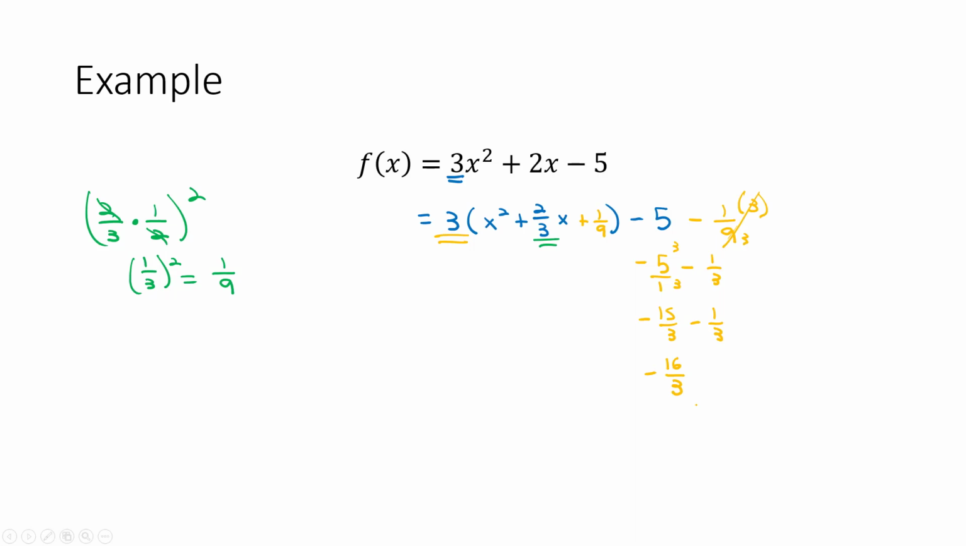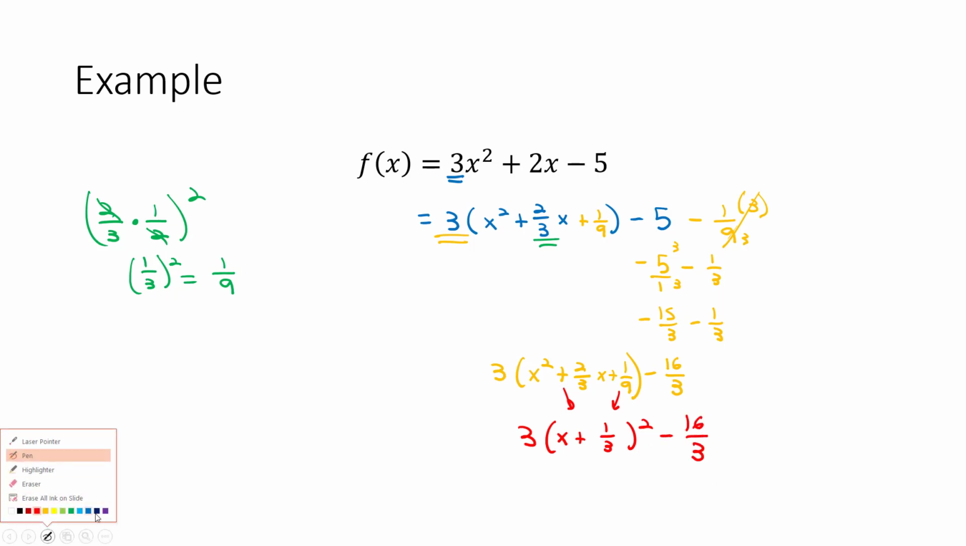So a little bit of fraction work. We had to simplify. We had to get a common denominator. And then we have all this stuff out front. 3 times x squared plus 2/3 x plus 1/9. And it is finally ready to factor. Fortunately, it factors really quickly. X, sign from the middle, plus square root of 1/9 is 1/3, minus 16 thirds. And now we are in vertex form.